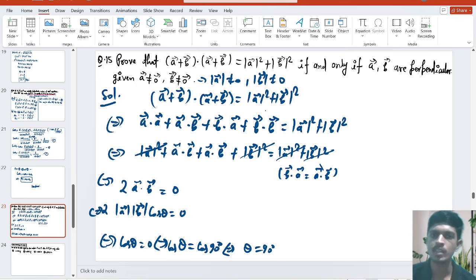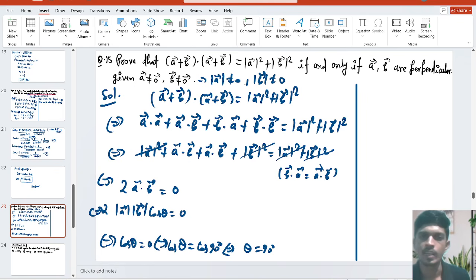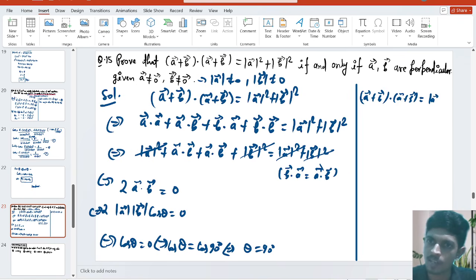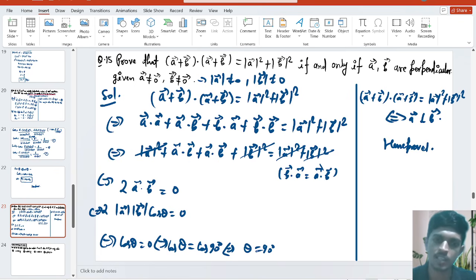If theta is equal to 90, then also vector A plus vector B dot vector A plus vector B equals the modulus of vector A plus modulus of vector B. Similarly prove it in the reverse direction also. So finally we write vector A plus vector B dot vector A plus vector B is equal to modulus of vector A plus modulus of vector B whole square if and only if vector A is perpendicular to vector B. I hope it is clear, hence proved. In the reverse direction, if theta equals 90, then this is also 0. I hope it is clear to you.